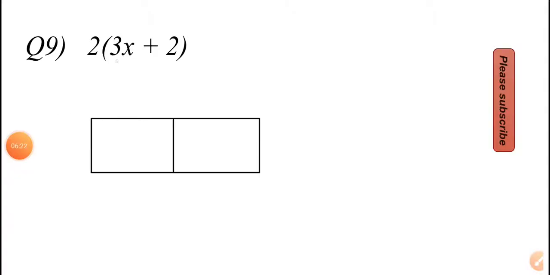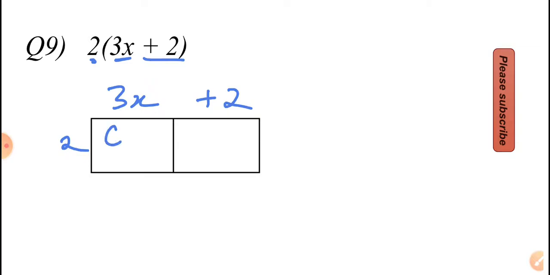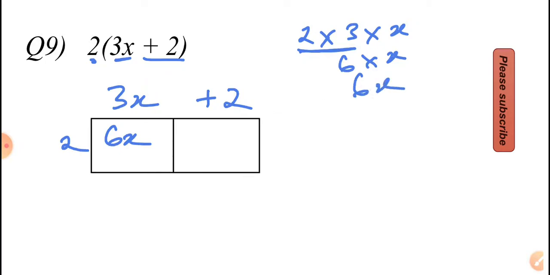So it's question 9. Because I can see 3x there, I'm going to write 3x here. Because I can see plus 2, I'm going to write the plus 2 here. What's that 2? I'm going to write it there. The 2 outside the bracket is on the side. So 2 times 3x is 6x. Why? Because 2 times 3 times x. We can do the 2 times 3 first, which is 6, and then times by x, it's just 6x. And then finally, 2 times plus 2 is plus 4. So the final answer is 6x plus 4.